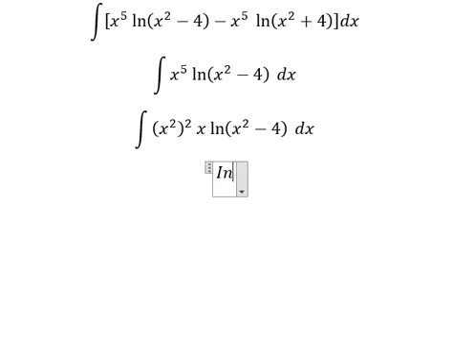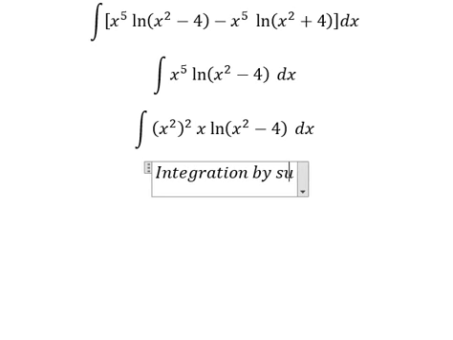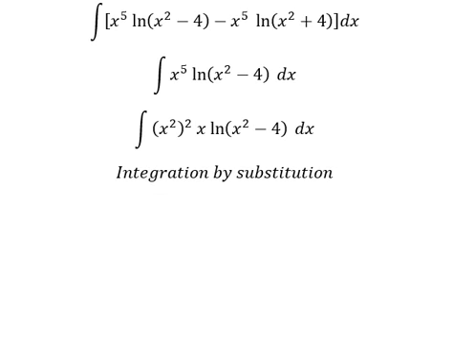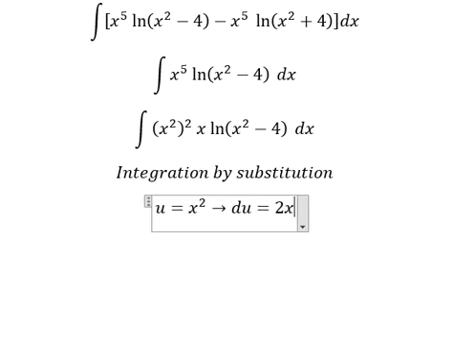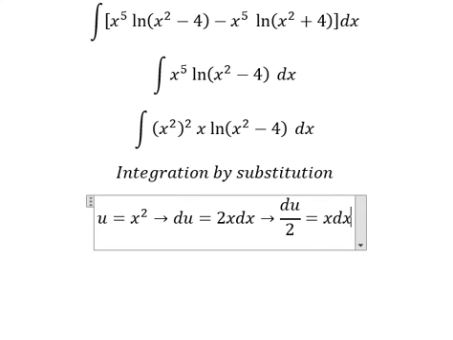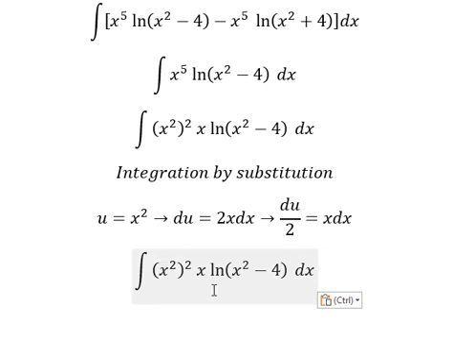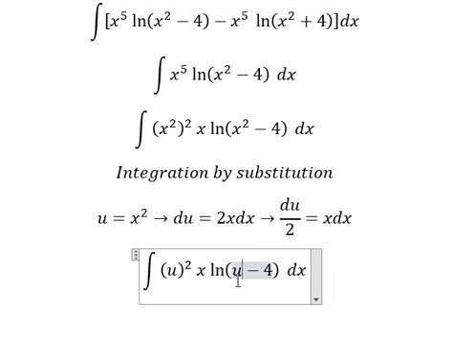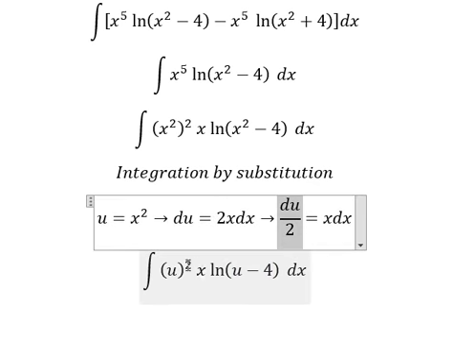Next, we need to use integration by substitution. So I will put u equals s squared. Later we do the first derivative for both sides, and we have 2s ds. Because we don't have the number 2 next to s, we need to divide both sides by 2. So this one we change by u. This one we change by u. s ds we change by this one.